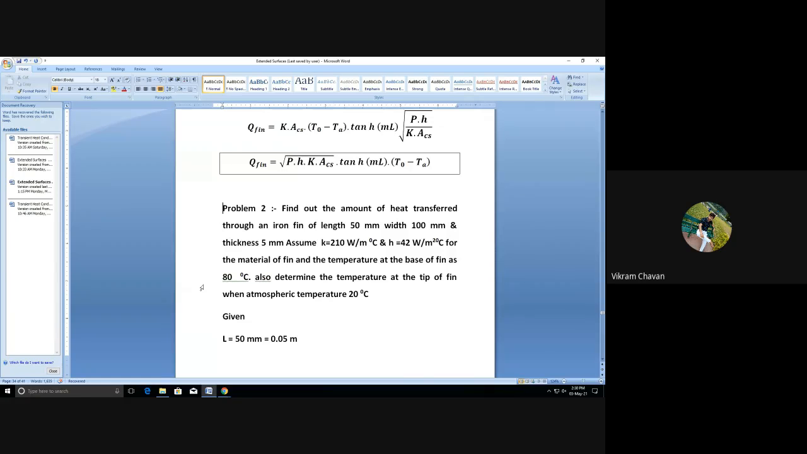of length 50 mm, width 100 mm, and thickness 5 mm. Assume K is equal to 210 watt per meter degree Celsius.